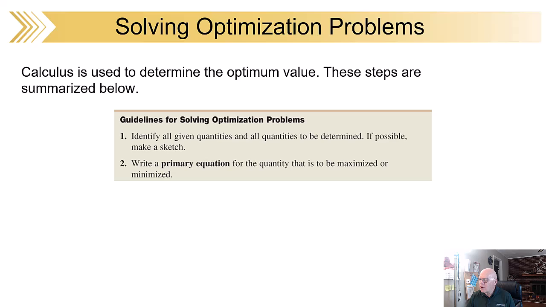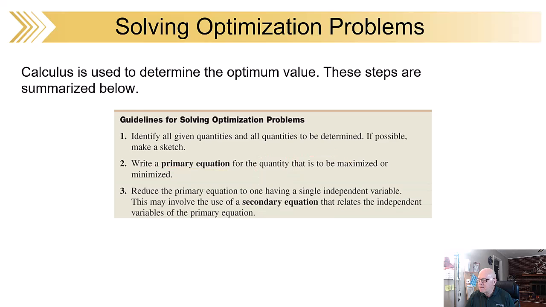Second, write a primary equation. Remember, you're looking at the quantity that you're maximizing. In the previous case, it was volume. So you want the primary equation to have the volume in that case.